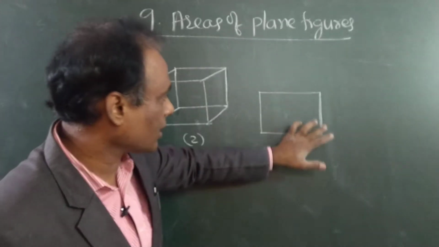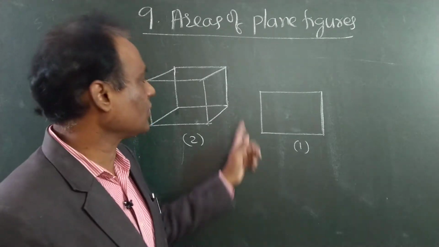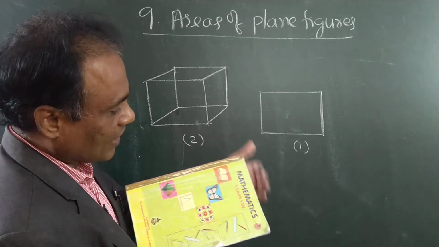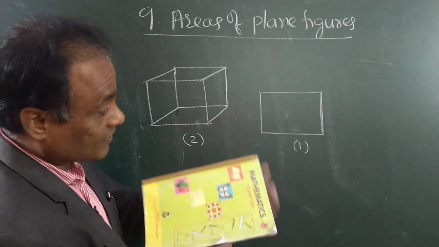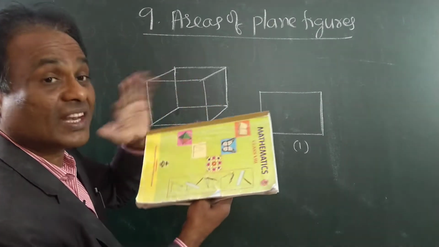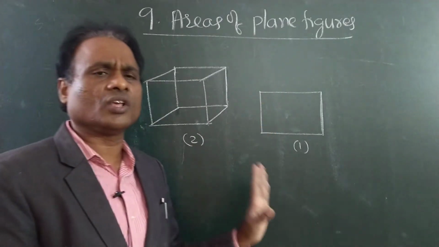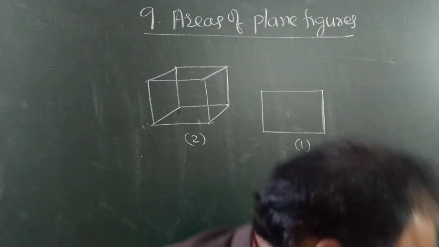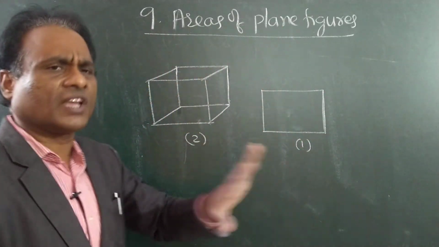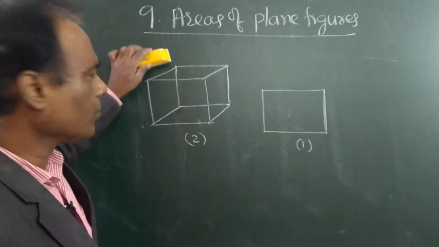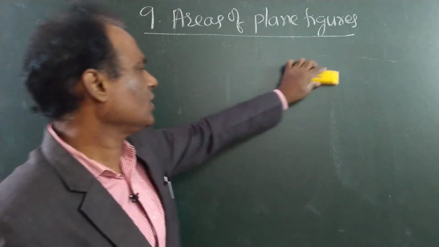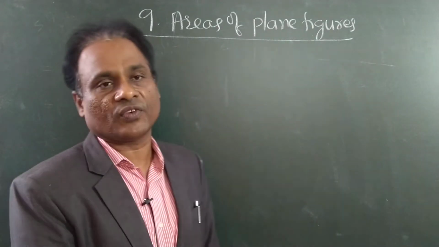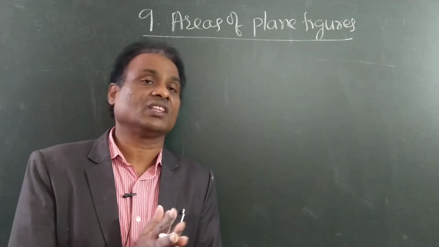Plane figures which can be drawn. There is no thickness, just a diagram. But here, length, breadth and thickness, so this is called a 3D figure. This is a 2D figure, only 2 dimensions, length and breadth. So now we are discussing these 2D figures only. Plane figures means only 2D figures. So in this, how to find the areas of these plane figures, that we are going to discuss in this chapter.